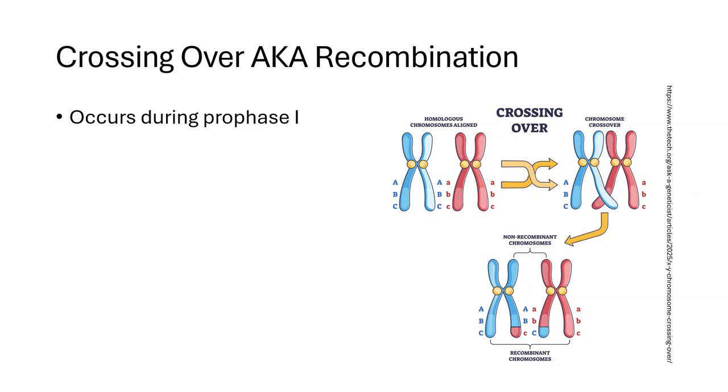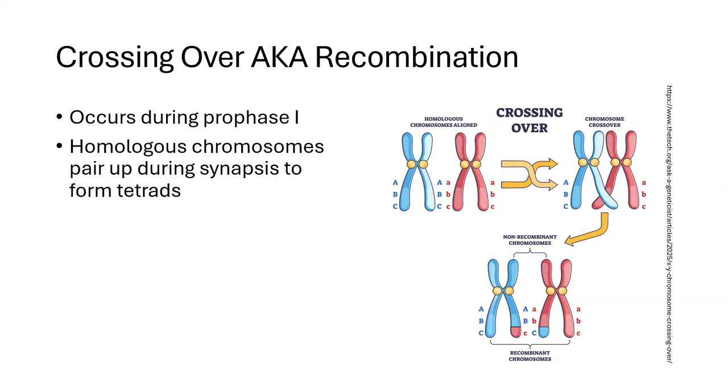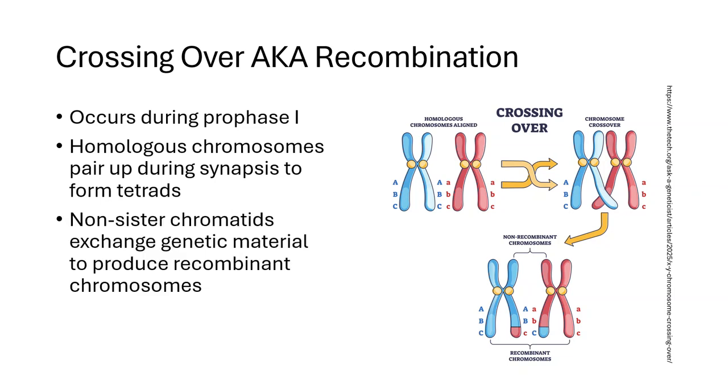All right, so let's talk about the major sources of genetic variation during meiosis. The biggest one is going to be crossing over, otherwise known as recombination. This happens during prophase 1. When homologous chromosomes pair up during synapsis, forming those tetrads, non-sister chromatids exchange genetic material. They can swap parts.